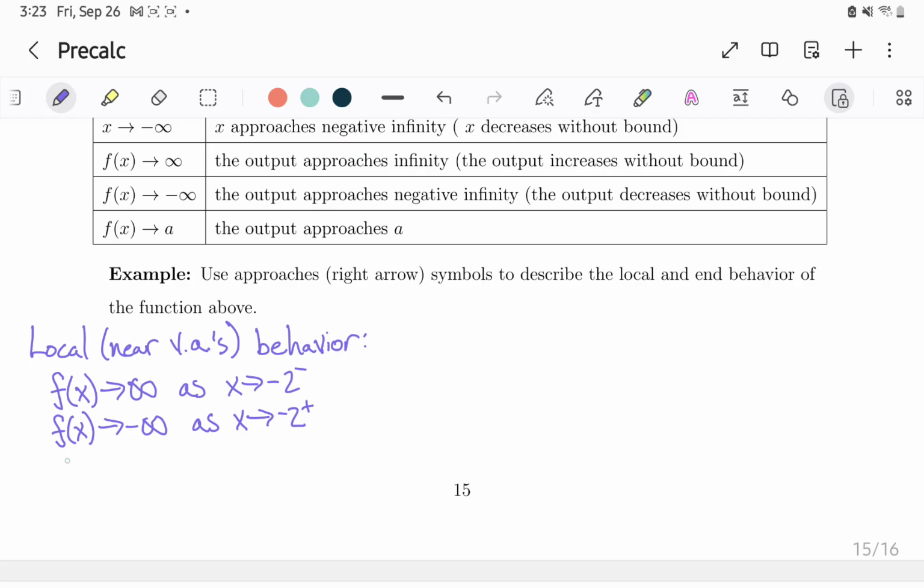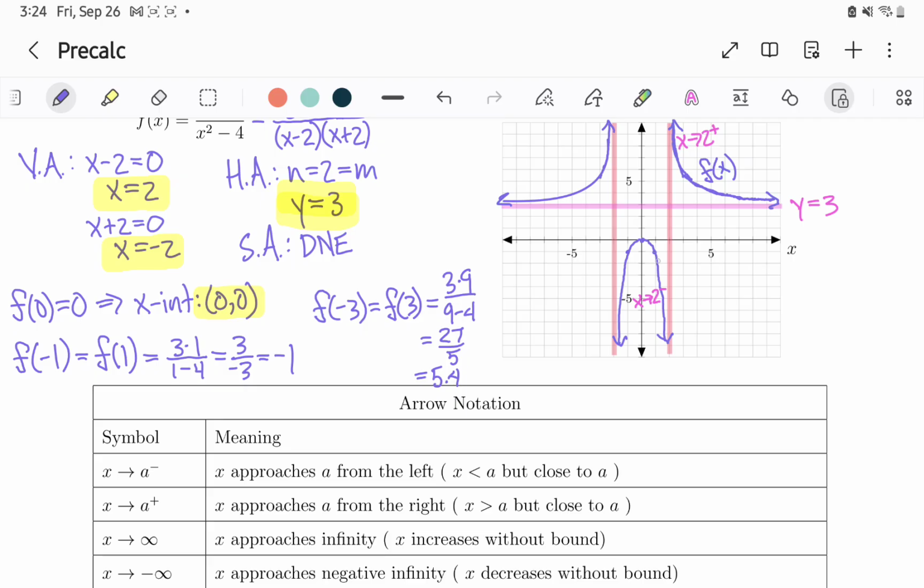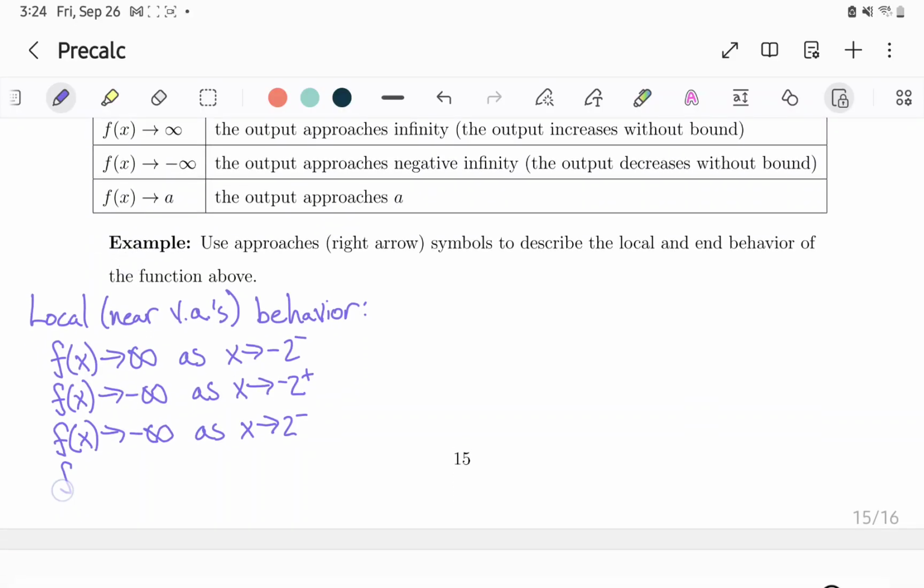Okay, and then for the other vertical asymptote, we said that f of x goes to -infinity as x goes to 2 from the left. That's what we saw here. So going towards 2 from the left, we see the function's values are decreasing without bound. So f of x goes to -infinity. And f of x goes to infinity as x goes to 2 from the right. So that's the local behavior.